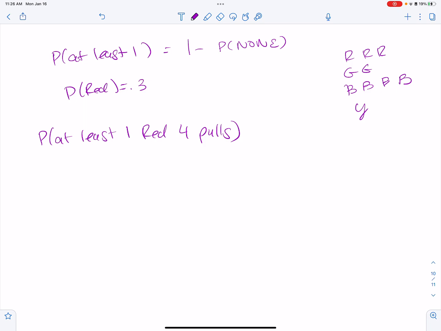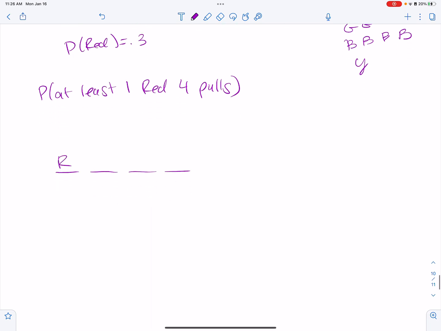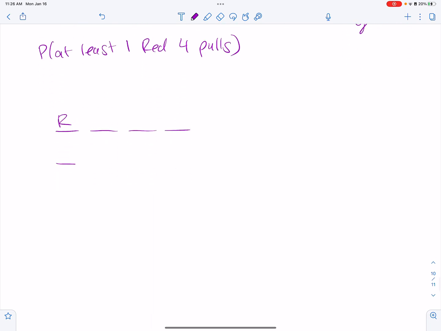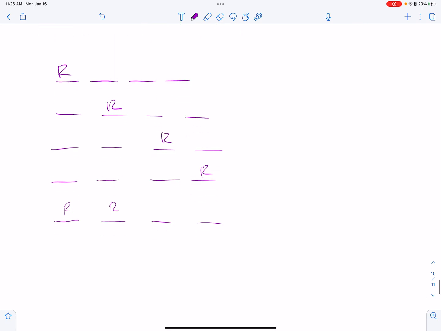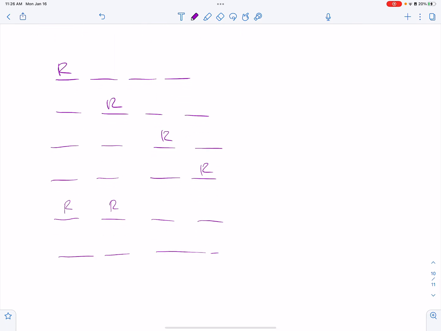Well, let's go ahead and draw it out. I've got 1, 2, 3, 4 pulls. What at least one red represents is I could get a red here and the other colors there. I could get a red here and the other colors there, a red here or a red here. Or I could get reds here and no reds there. I could get a red here.